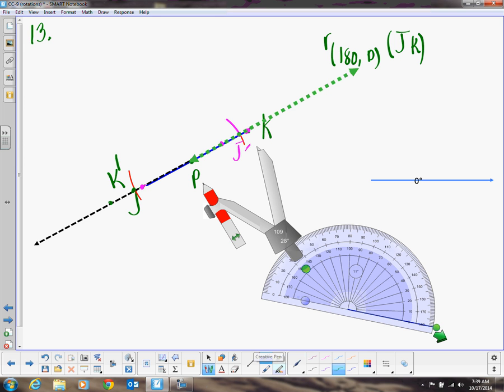Oh, what am I going to use? Let's see what colors I've got. Maybe I'll do blue. Maybe I'll do red. So I go from here all the way over to my J prime, which is there. That is this segment rotated. It's kind of hard to see because it falls on itself. Right, let's do another one.